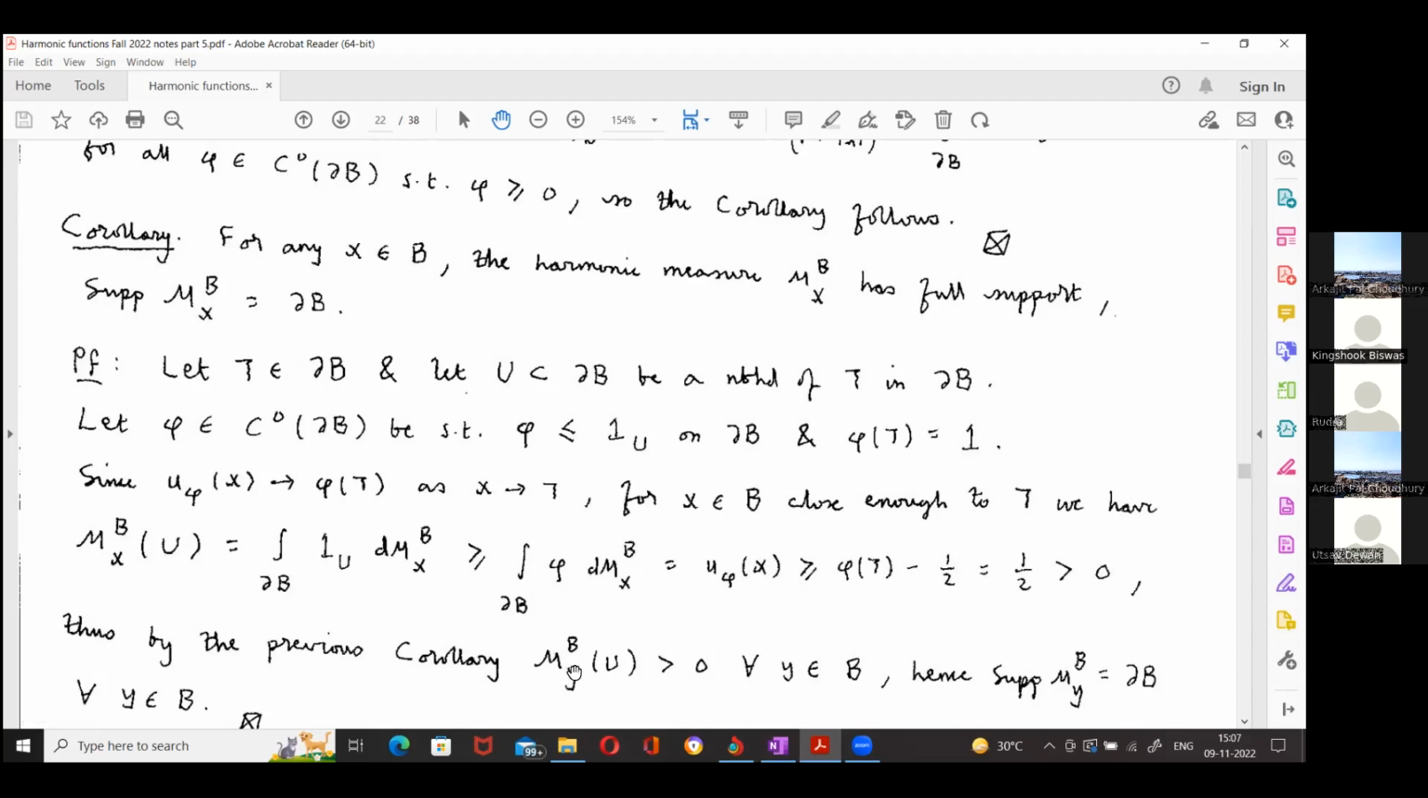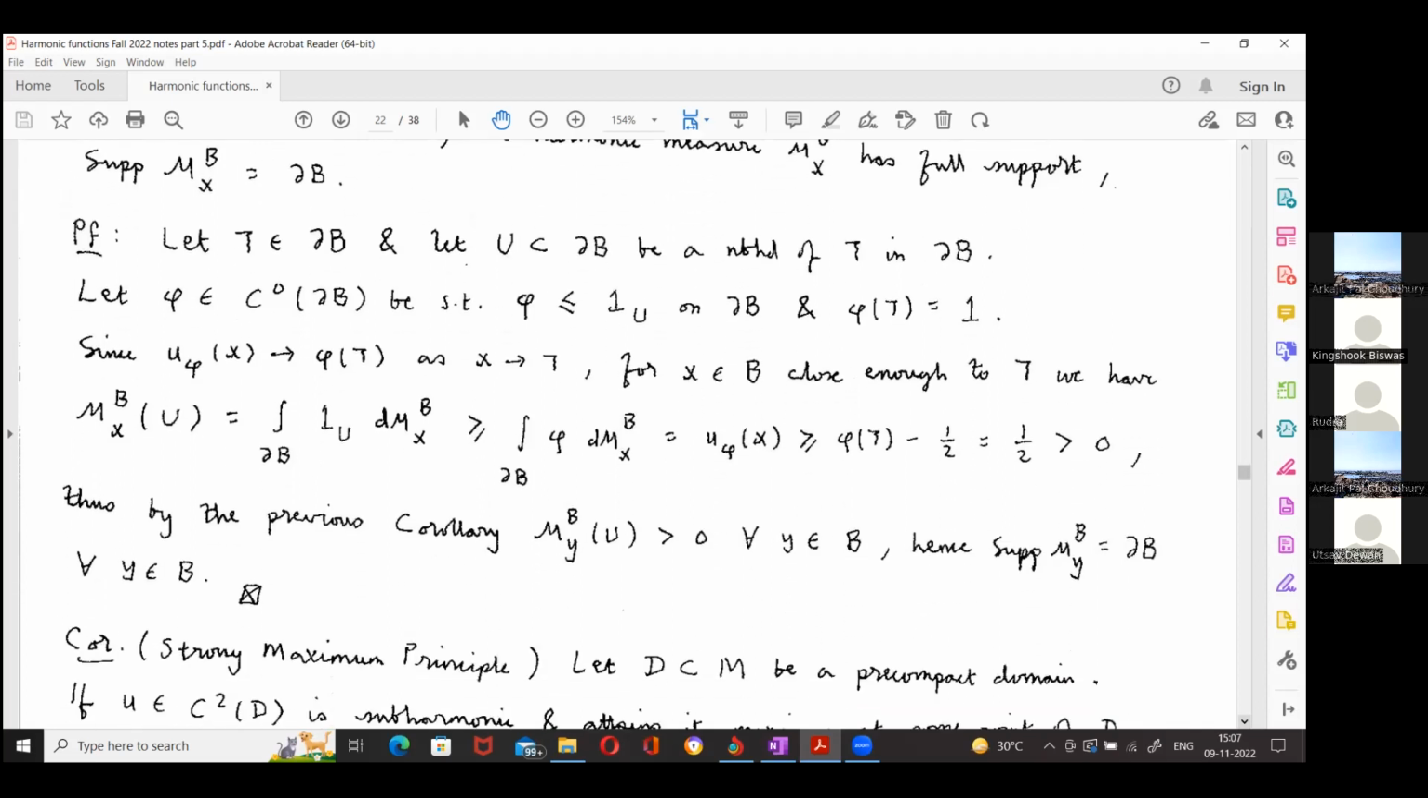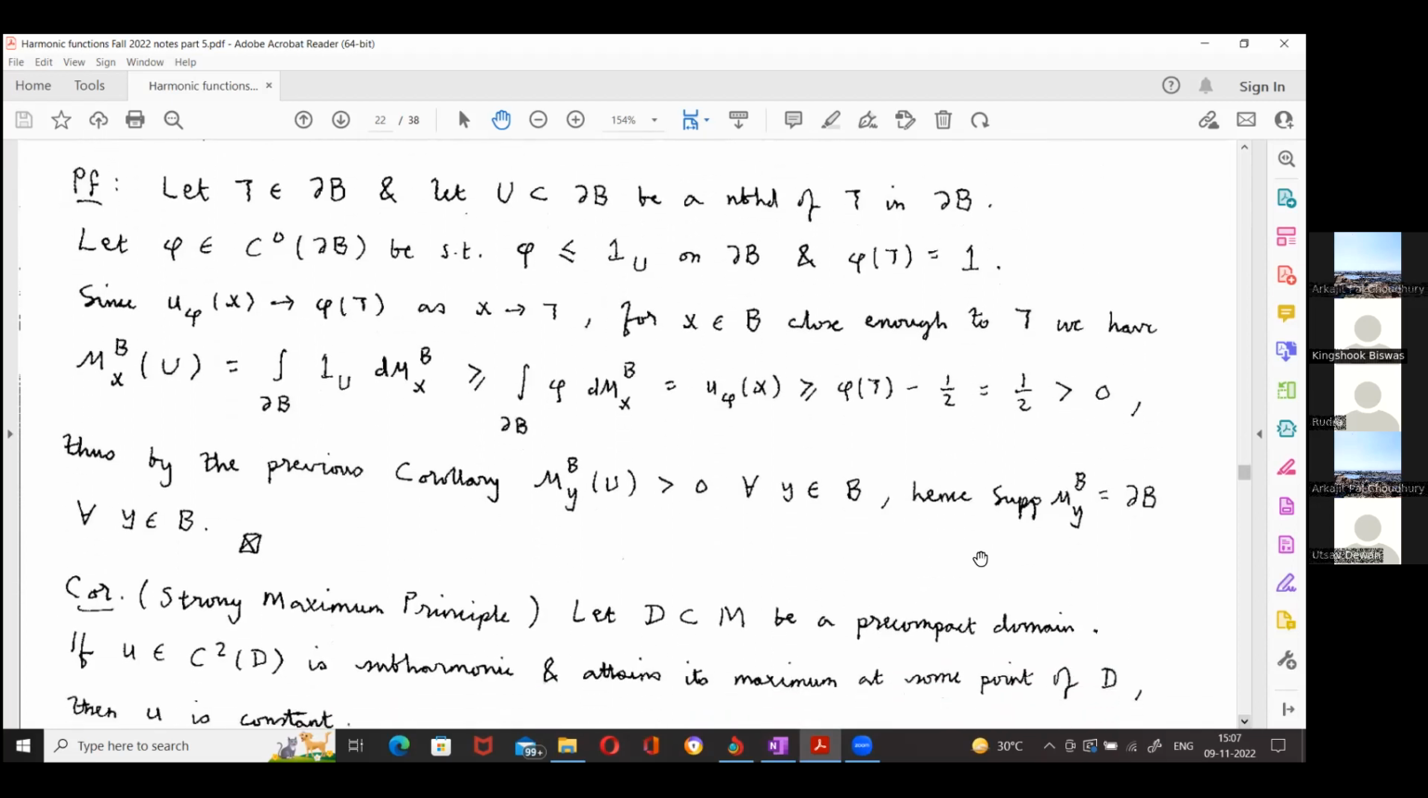Therefore, by the previous corollary, mu y of this open set U is positive for all y in the ball, right? Because these measures are mutually absolutely continuous for all x and y. So if I know it for x close to xi, then it's also true for all y in the ball, okay? Is this clear? Okay, so therefore the support of the harmonic measure is the full boundary.